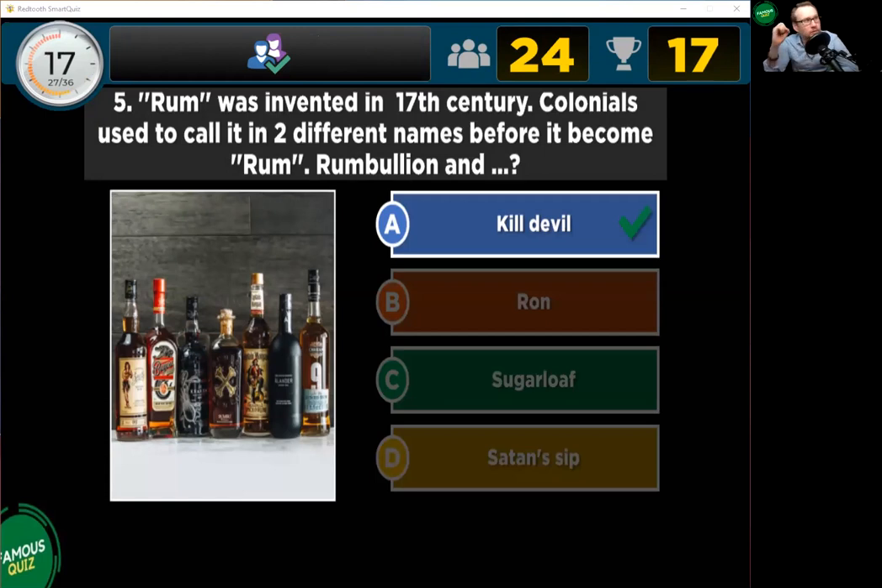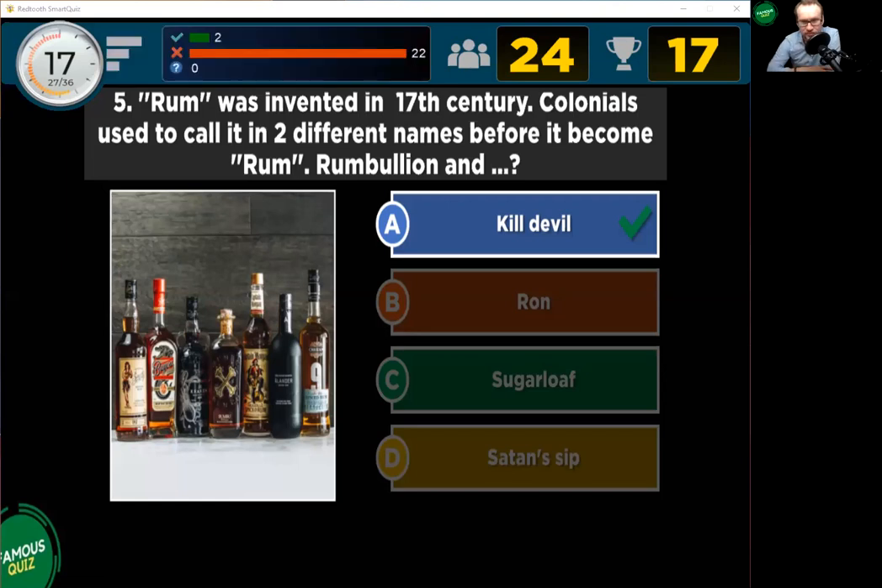Rum was invented in the 17th century, precisely in 1650, so that was the year. And in 1677 the official name became rum, but for the previous 27 years it was Kill Devil. So it was Kill Devil. All right.